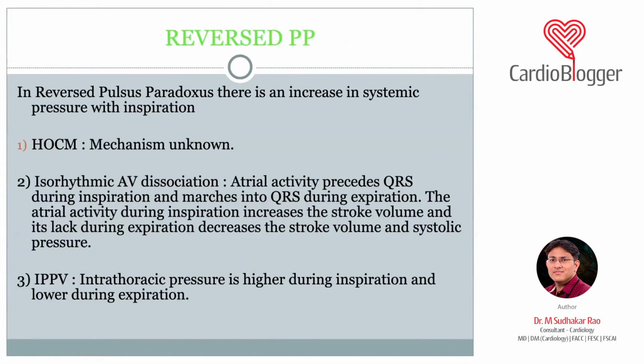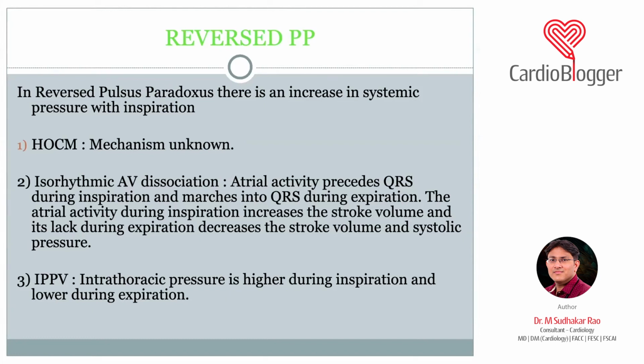Now a word on a rare thing which is a reverse paradoxus, that is, normally in inspiration the systemic blood pressure, the systolic blood pressure, usually decreases. However, if there is a paradoxical rise in systolic blood pressure with inspiration, it is known as a reverse pulsus paradoxus. And why does it happen? There are three mechanisms. One is hypertrophic obstructive cardiomyopathy, which has an unknown mechanism, isorhythmic AV dissociation, and the third important one, where they have actual causes, intermittent positive pressure ventilation.